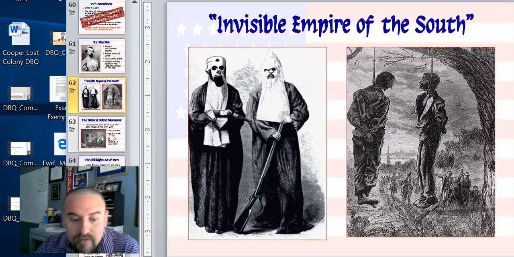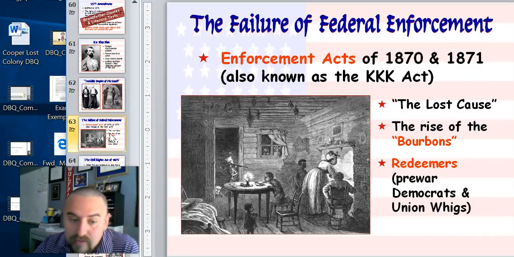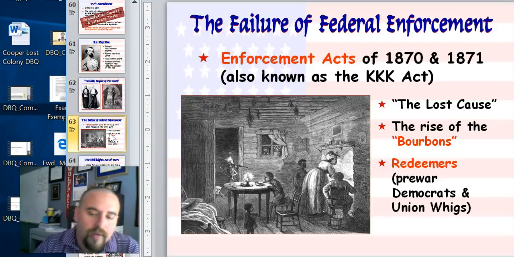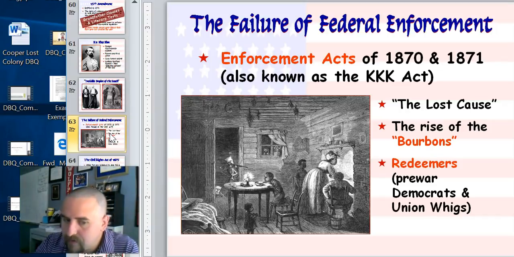But to deal with this KKK issue of basically terrorism in the South against African Americans and against those carpetbaggers, the people from the North helping out with Reconstruction, the Congress is going to have to put things in place. The Enforcement Act, basically known as the KKK Act, giving the military authority to try to run down the KKK. It was hard to break them up because a lot of members of the KKK were also members of the local government and were protected by the local government.